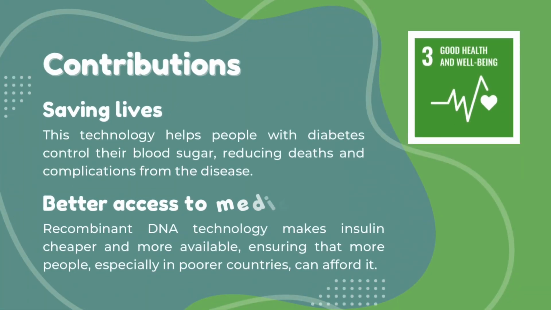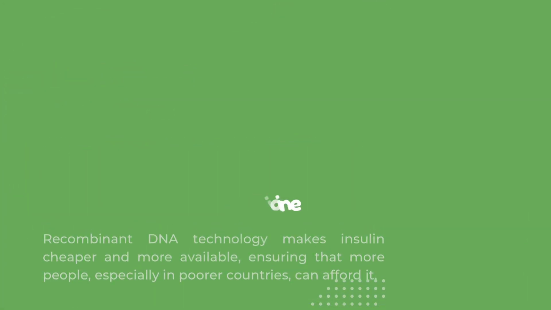The creation of synthetic insulin through recombinant DNA technology supports the achievement of the selected SDG, which is good health and well-being. This is because it saves lives by helping people with diabetes control their blood sugar, reducing deaths and complications from the disease. Additionally, it contributes to better access to medicine by making insulin cheaper and more available, ensuring that more people, especially in poorer countries, can afford it.